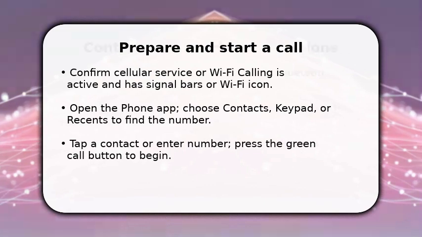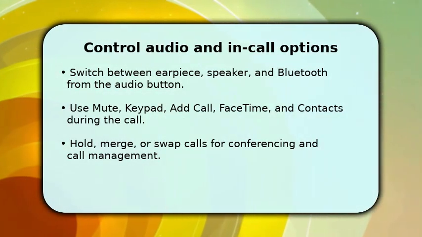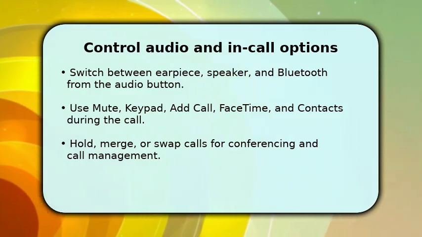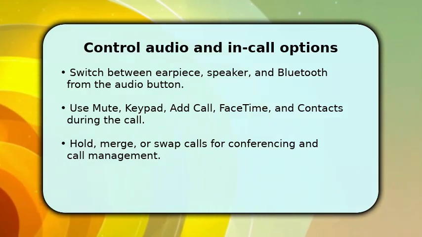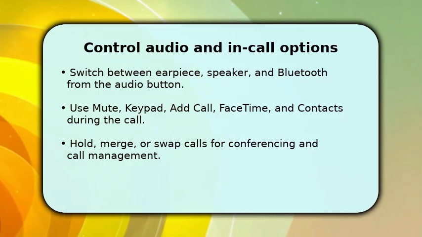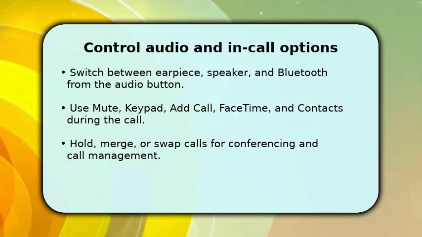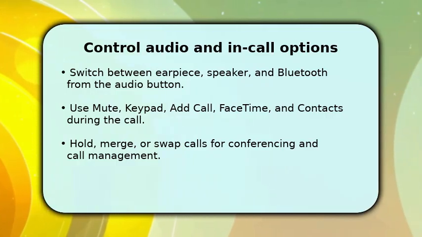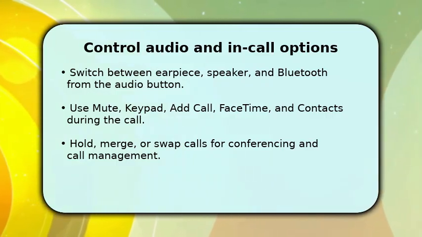Once on the line, manage your audio. Tap the audio button to choose the iPhone earpiece, speaker, or a paired Bluetooth headset. Use mute to silence your mic while still listening. Use keypad for automated prompts and add call to dial another number. To merge calls and create a simple conference, press merge after the second call connects.